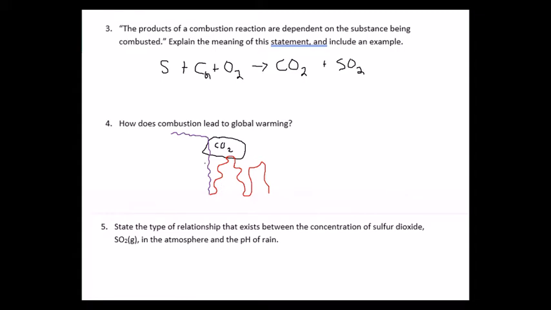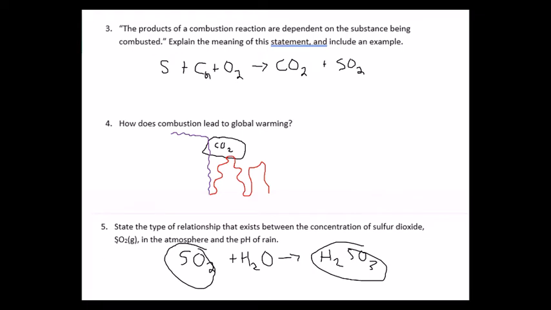Number 5, state the type of relationship that exists between the concentration of sulfur dioxide in the atmosphere and the pH of the rain. So when there's sulfur dioxide in the air, it combines with water and it makes H2SO3. So this is acid deposition, right? So the more of this we have, the more acid we have. So more SO2, more acid. But remember, when we have more acid, our pH goes down. Lower pH means more acid. So lower pH if we have more SO2.